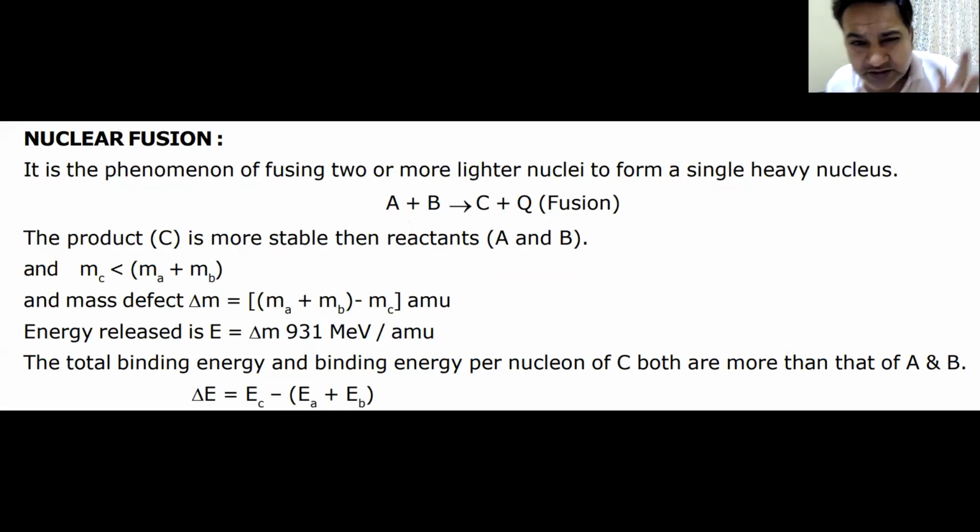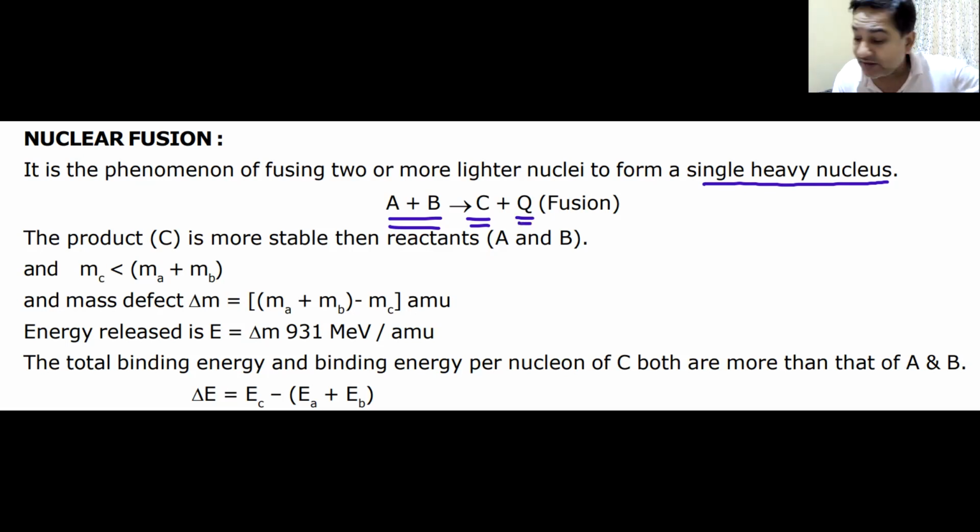Nuclear fusion is the next heading. It is a phenomenon of fusing two or more lighter nuclei to form a single heavy nucleus. Do we understand this? A plus B are my daughters, and C is my mother. Two daughters giving birth to a mother? We can't call it that, because a daughter cannot give birth to a mother. It's always mother to daughter. So two lighter nuclei A plus B give you C, which is heavier, but more stable. Do we understand this?